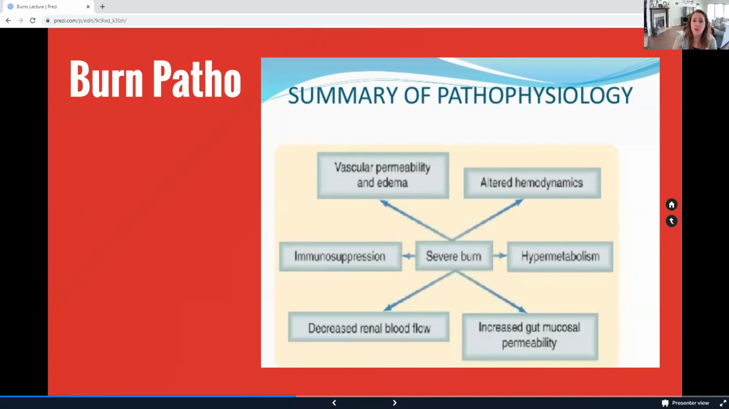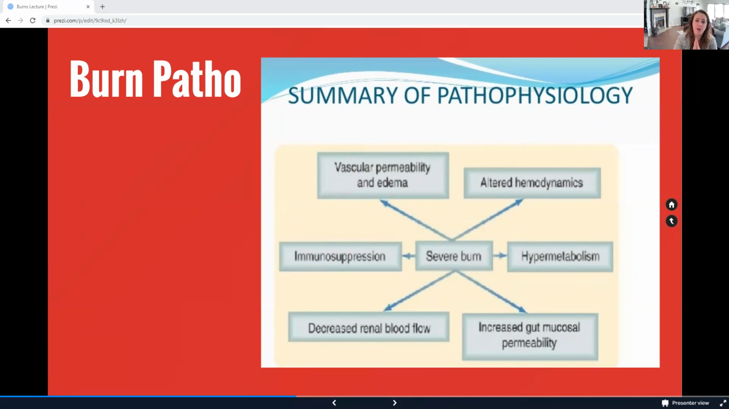And also, when our cells are damaged, they burst open and they can leak out potassium into the intravascular space. So we're going to see hyperkalemia in our patients with burns, when the potassium leaks out of the cells. So we've got a lot of physiological changes going on here.